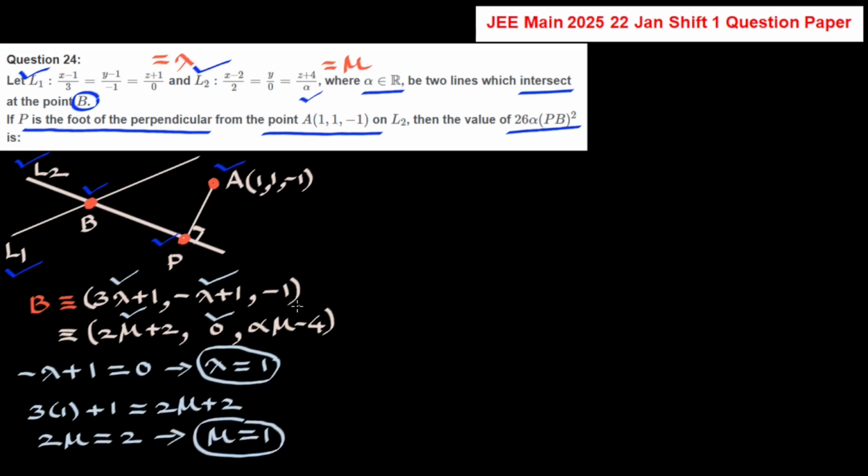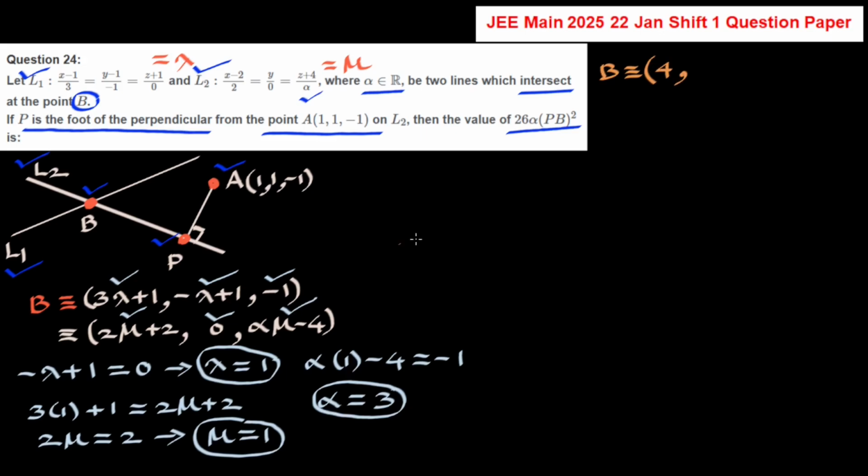Now we can equate this alpha mu minus 4 to this minus 1. So that will be alpha into 1 minus 4 equals minus 1. That gives alpha equals 3. Now from lambda, mu and alpha, coordinates of B will be 3 into 1 plus 1, 4, minus 1 plus 1, 0, minus 1. We write it here.